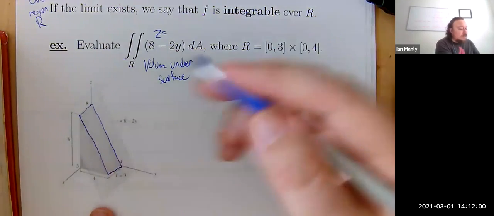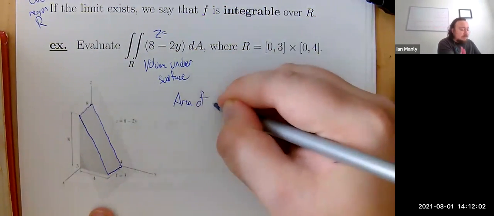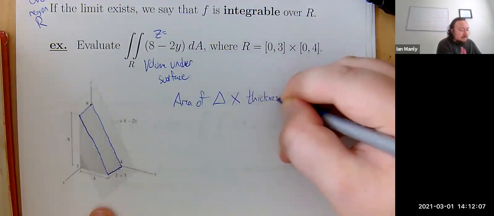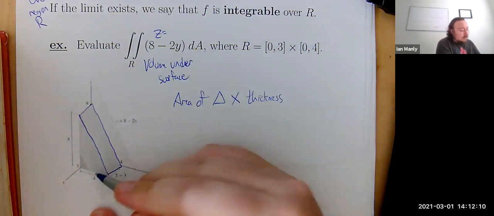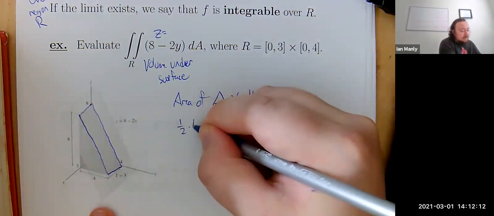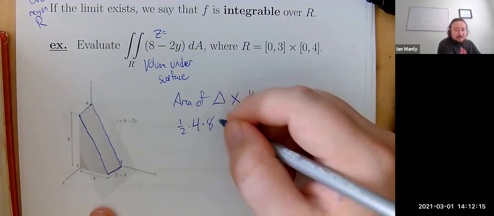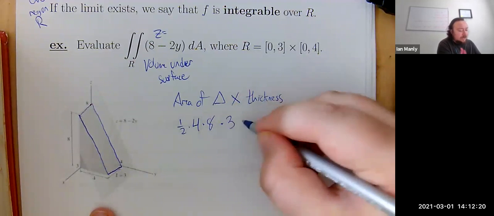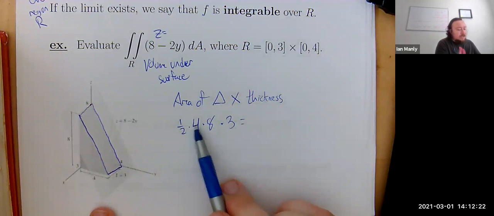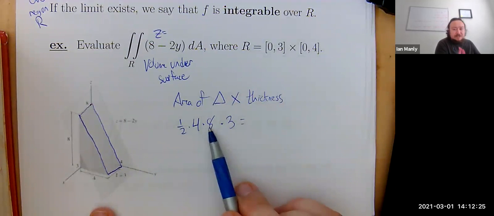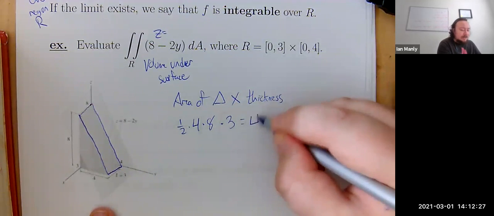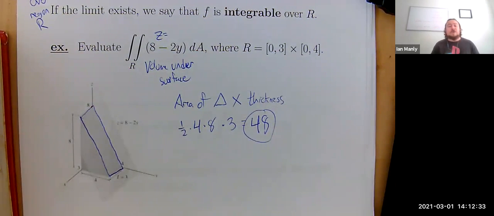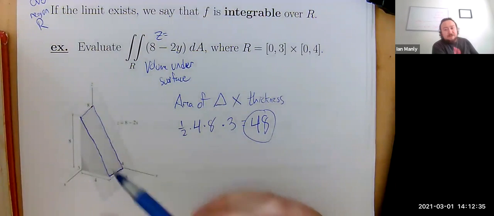Well, what we do is the area of the triangle times the thickness of the wedge. So the area of this triangle will be 1/2 times the base, which is 4, times the height, which is 8, and then we multiply that by how thick it is, which is 3. So we have 1/2 times 4 is 2, times 8 is 16, and then times 3, that'll give us 48. So it turns out that this double integral is going to end up being 48. That's going to be the volume underneath here.